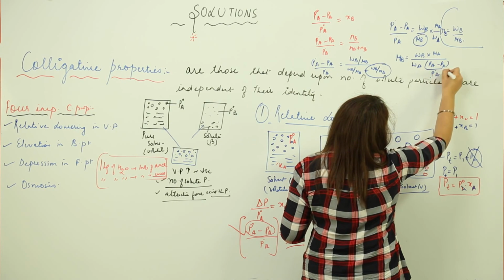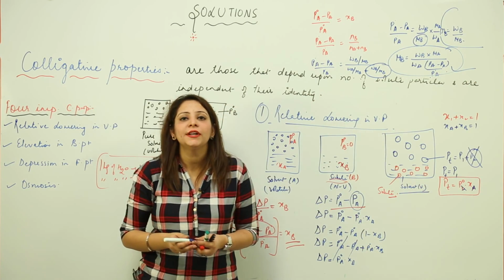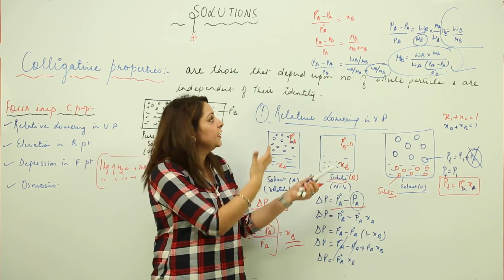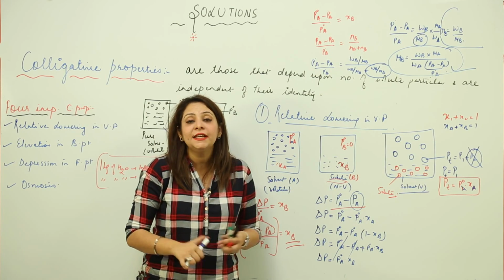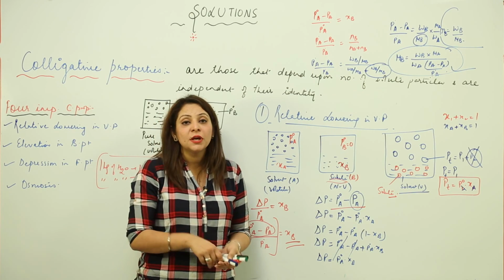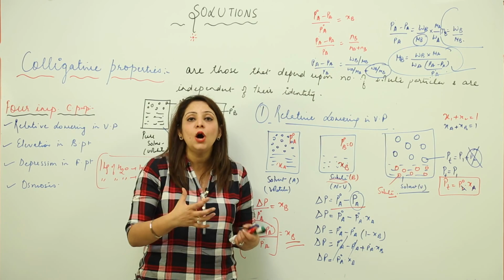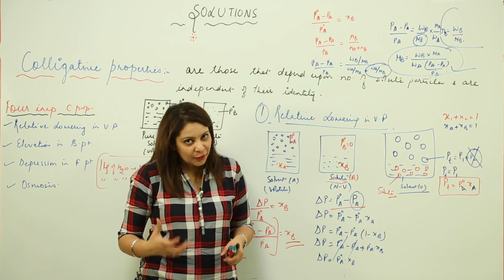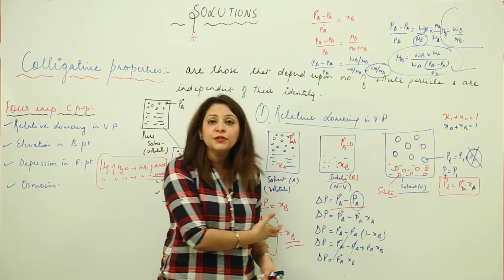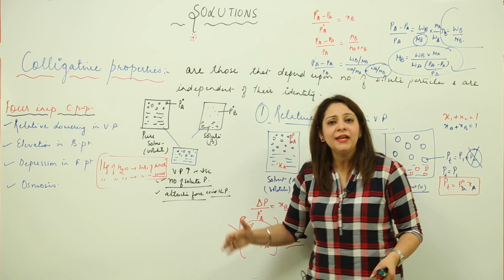WB into MA divided by WA into the relative lowering in vapor pressure. That is our expression. So if somebody asks you to calculate the molar mass, where the rest of the things are given and even the relative lowering is given, you can use this formula. Otherwise, if somebody asks you about relative lowering, you just have to answer how and when it takes place, or what kind of mathematical expression you can use to explain that property. So this is the relative lowering of the vapor pressure.